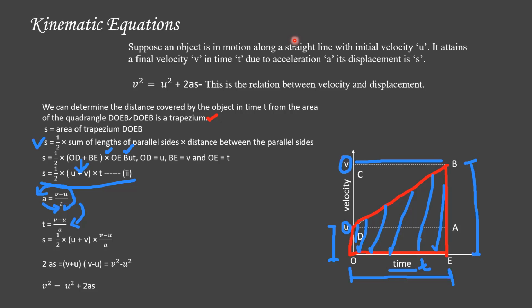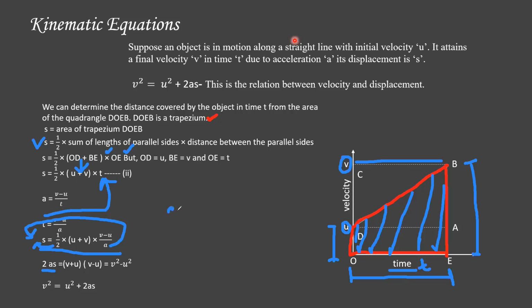I'll just change the color quickly. I'll just erase this, there's a lot of annotation. So I'll just take this T and put it over here. And then I get something like this: S is equal to half into (U plus V) into (V minus U) by A. Now I just perform basic mathematics. This 2 I put over here, then this A also I put over here. And what I get is 2AS is equal to (V plus U)(V minus U), which is equal to V square minus U square.